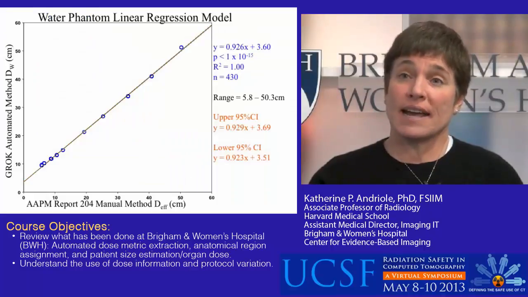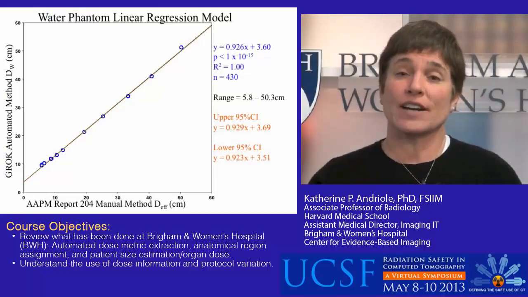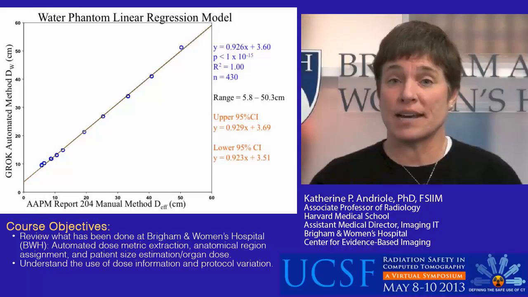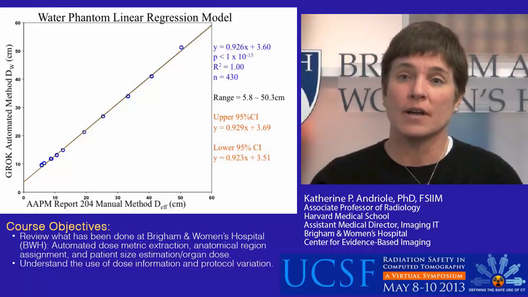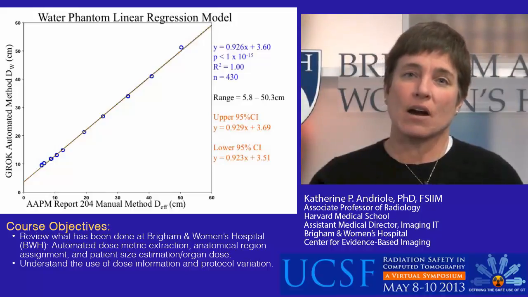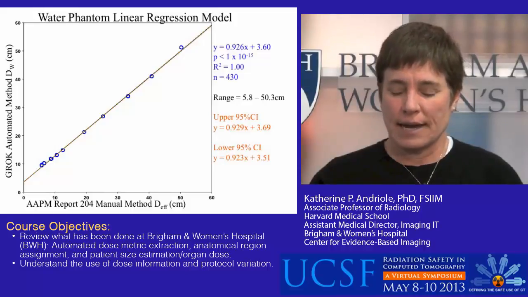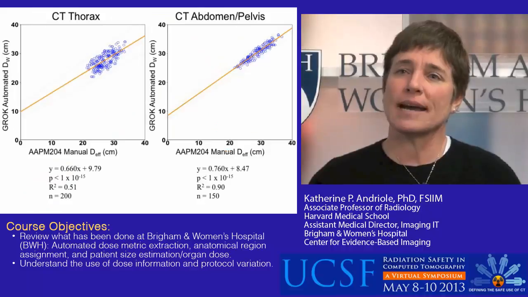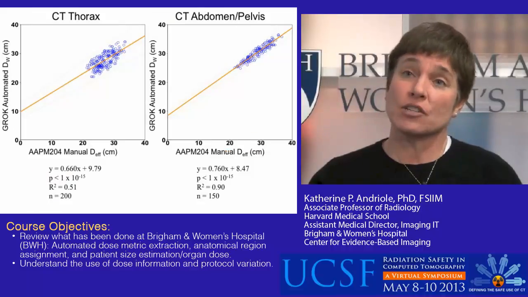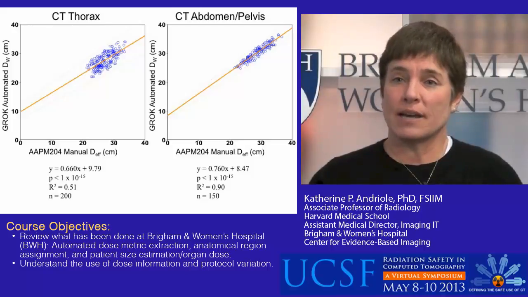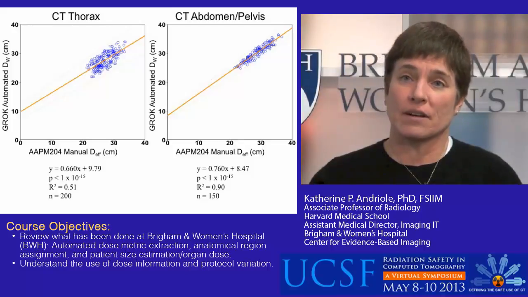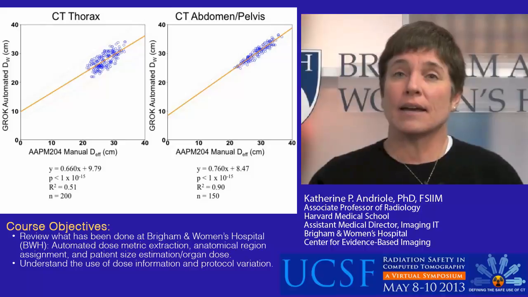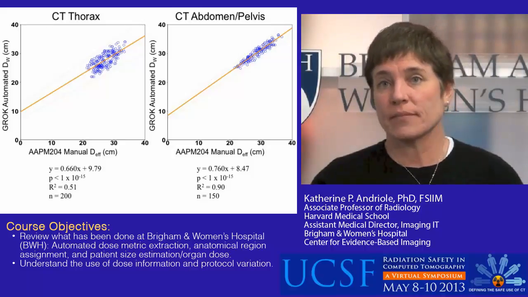And we found an excellent correlation using a linear regression model between the AAPM Task Group 204 effective diameter and our method of water equivalent diameter when we used water phantoms. When we looked at actual patient data, we found excellent correlation for CT abdomen and pelvis between the AAPM 204 and our method of water equivalent, and a little less accurate for CT thorax, however.